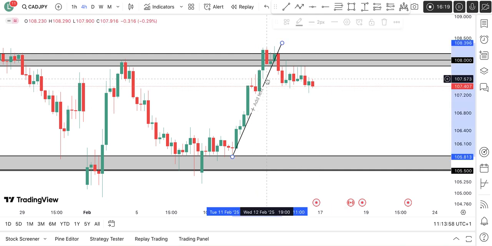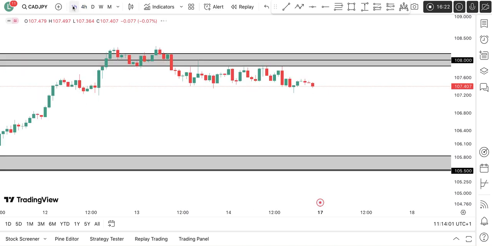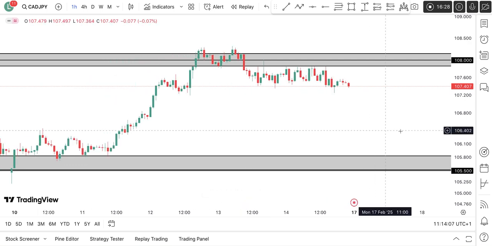But I didn't use the 4 hour. I used the 1 hour because there are two time frames. You can use either the 1 hour or the 4 hour. You can use both time frames. Now, see what I'm saying on the 4 hour? It happened on the 1 hour.